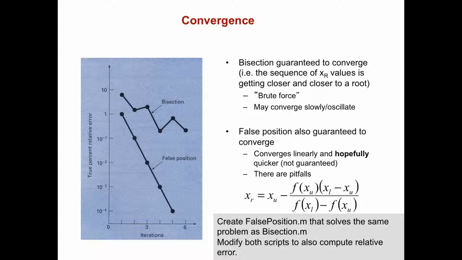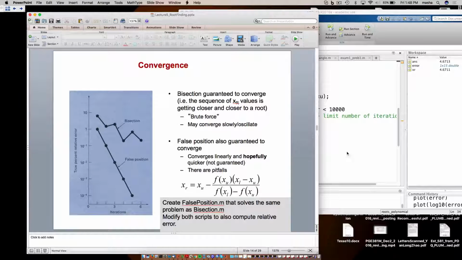So essentially, if I rearrange that other formula, my xr will be xu minus f of xu times xl minus xu, divided by f of xl minus f of xu. So let's briefly go to either that polynomial or the parachutist, whichever problem you prefer, and replace that bisection method, save it as a new file, and do your false position. And I also want you to modify the script to compute relative error. Now we have only 3 minutes left, but let's nevertheless work on it.